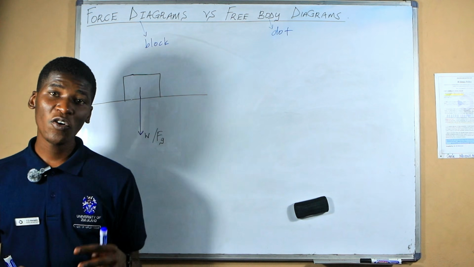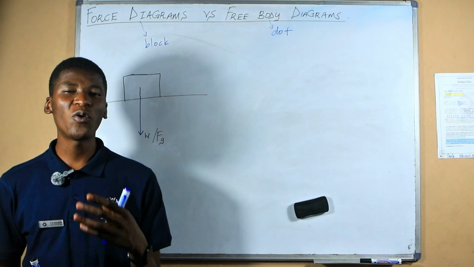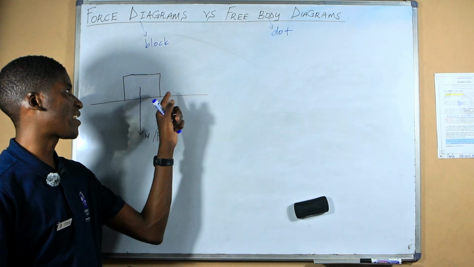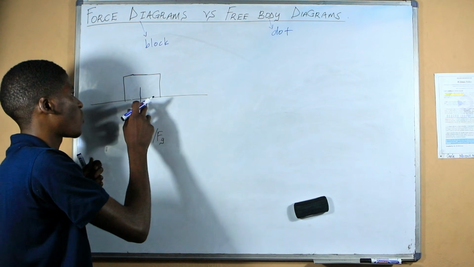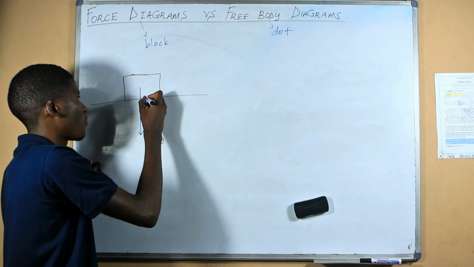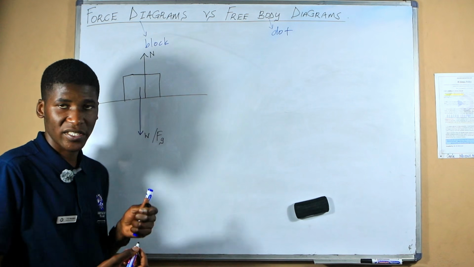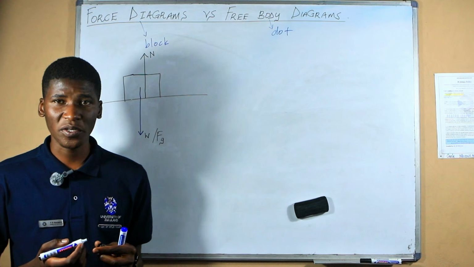Okay. So whenever objects are on top of surfaces, they always experience a normal force, and this is a normal force that is applied by the surface. So the normal force is also applied from the surface, and it goes up. So this is your normal force. We usually use just a capital letter N to represent it.